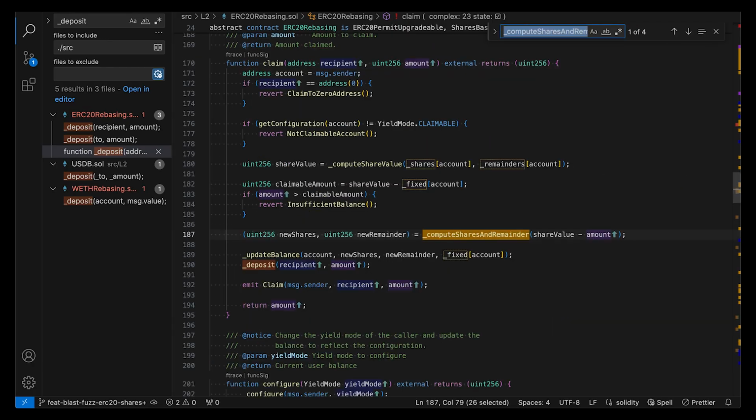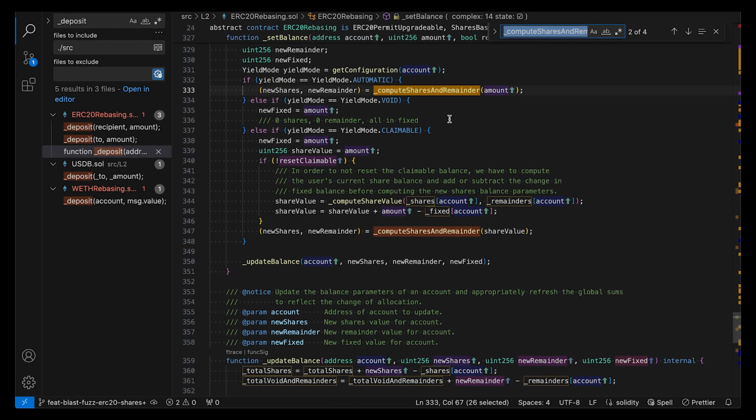Then we would have two other modes. We would have the void mode, where a void mode basically assigns a fixed amount to you, and the fixed amount is basically stored as a remainder. So it basically doesn't accrue any yield. It actually is forfeiting its yield to the rest of the shares. And then lastly, we would have a claimable mode, which will basically have the account.